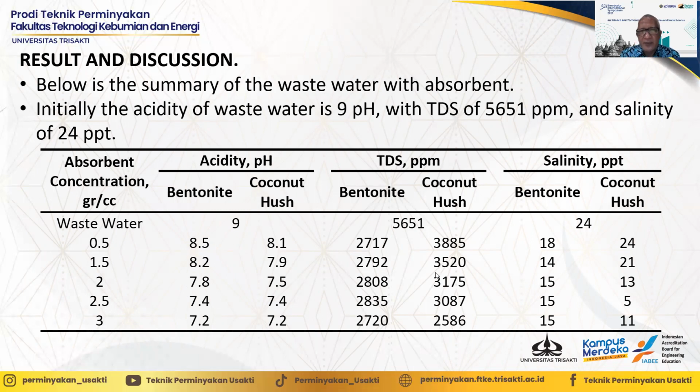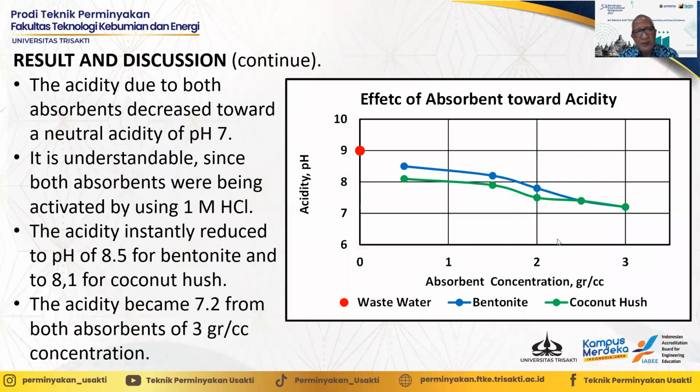And the TDS of the bentonite and coconut husk decrease sharply. Both of them decrease sharply, and in the end, the coconut husk decreased more compared to bentonite, at 3 gram per cc. And then the salinity also. At first, the coconut husk doesn't change much at 0.5 gram per cc of coconut husk. And then finally, we end up with 11 part per thousand of salinity using coconut husk.